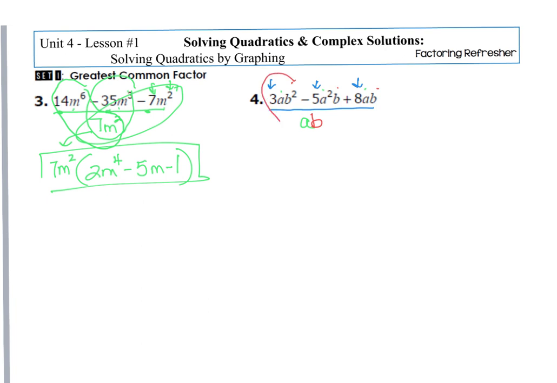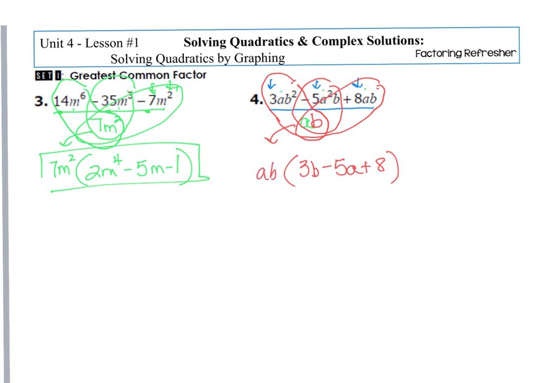So now we need to take 1a and 1b out of each of these terms. So we have 3ab squared, and we're taking away 1ab, and we're going to be left with 3 as our number, because we're dividing by 1. A take away a, no a's left. 2 b's take away 1b, we have 1b. So 3b is what we're left with. And then negative 5 divided by 1 stays negative 5. 2 a's take away 1a is 1a. B take away b, no b's left. Moving to our middle term, 8 divided by 1 is 8. And then an ab, taking away an ab means we don't have any ab's left. So it's just 8. Wrap it up, put your GCF of ab on the outside.